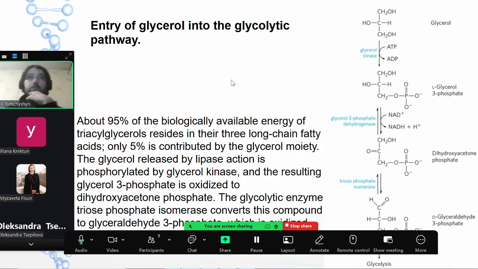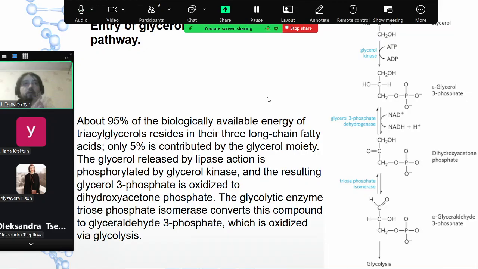Here is the entry of the glycerol into the glycolytic pathway. So we have fatty acids, we will do something with them, but we also have a portion of the glycerol. Of course, we don't want to lose any of that, and we want to do something useful with the glycerol as well. About 95% of the biologically available energy of the triacylglycerols resides in their long-chain fatty acids. So only 5% is contributed by the glycerol.